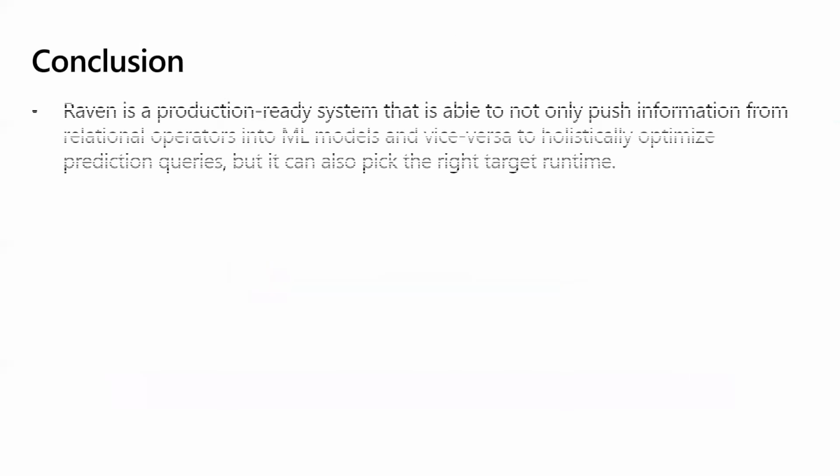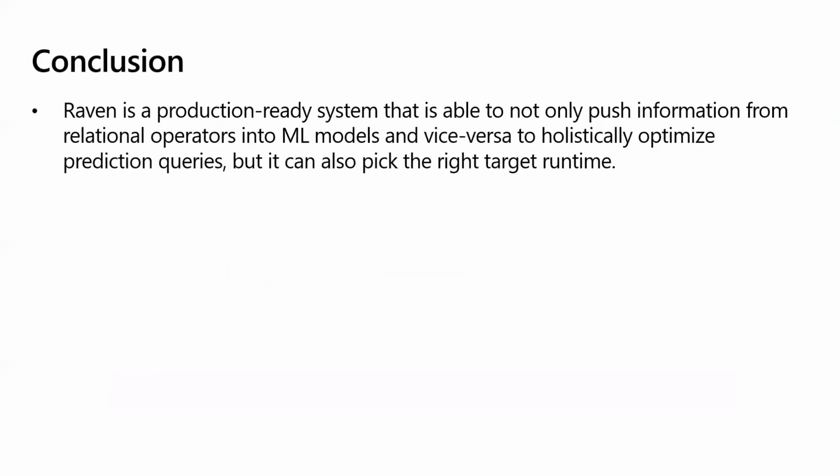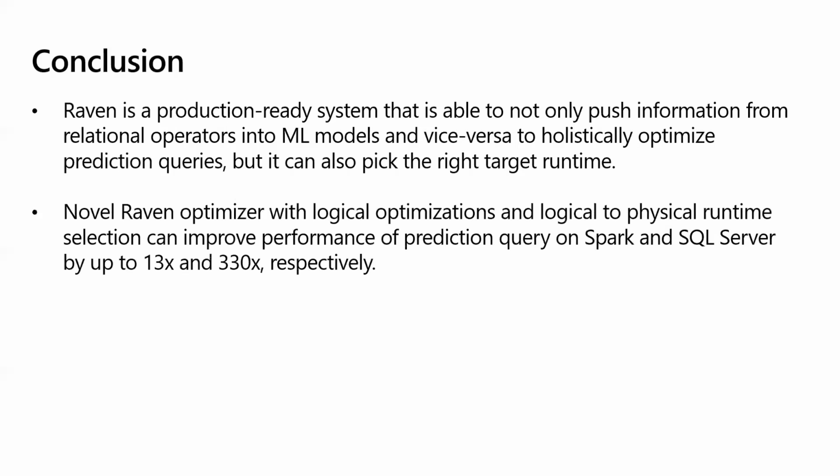To conclude, Raven is a prediction-ready system that is able to not only push information from relational operators into ML models and vice versa to holistically optimize prediction queries, but it can also pick the right target runtime. The novel Raven optimizer with logical optimizations and logical to physical runtime selection can improve the performance of prediction queries by multiple orders of magnitude.